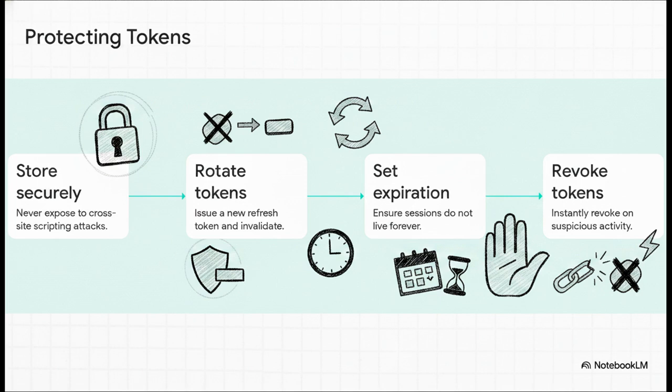Second, we must rotate them. Every single time a refresh token is used to get a new access token, the server should issue a brand new refresh token and instantly invalidate the old one. This ensures a stolen token is useless the moment the legitimate user naturally rotates it. Third, they still need an absolute expiration time. Maybe it's 30 days, but sessions shouldn't just live on indefinitely forever. And finally, the authorization server must have a mechanism to revoke them instantly. If a user reports their phone is stolen, or if the system detects suspicious network activity, we need to be able to kill that refresh token on the spot.